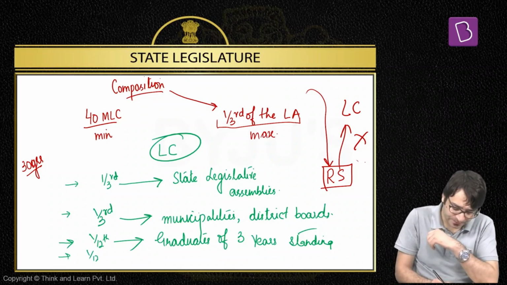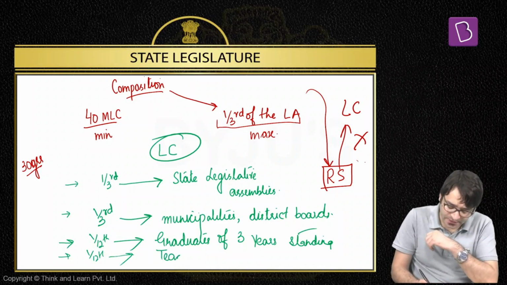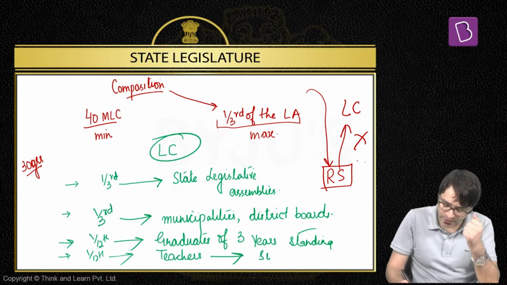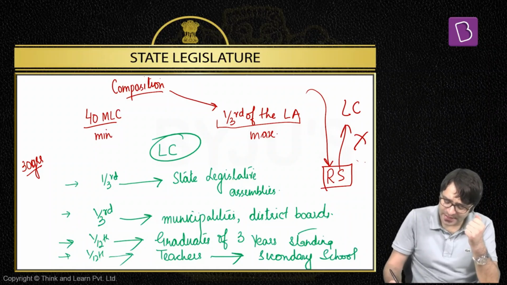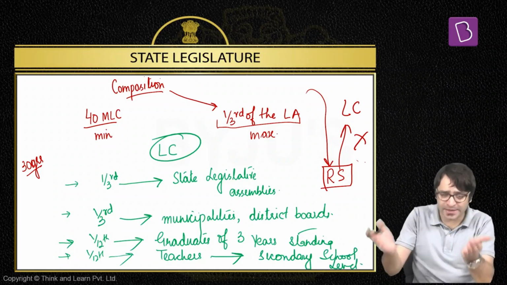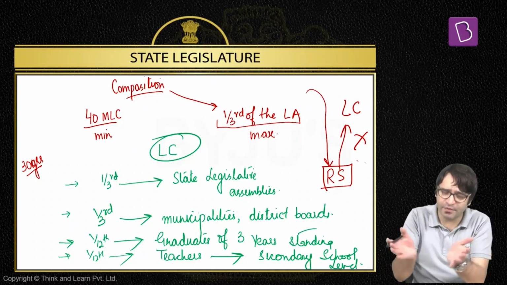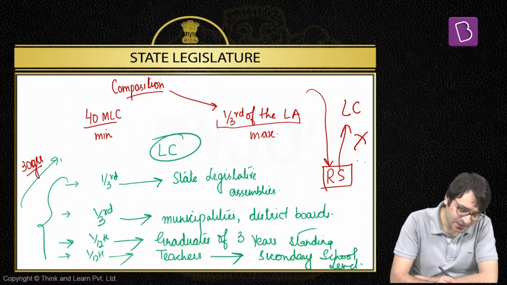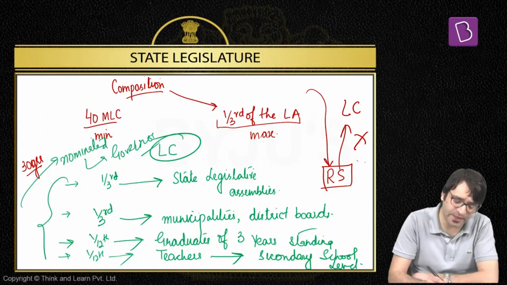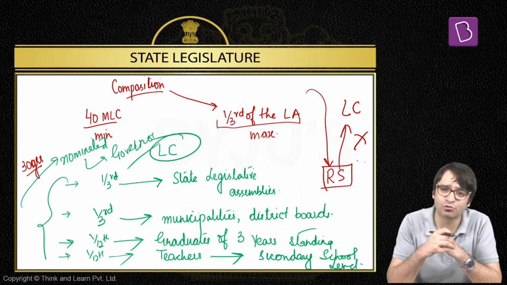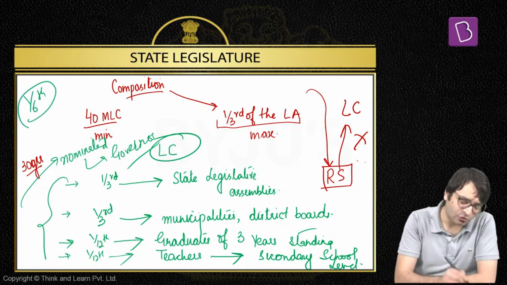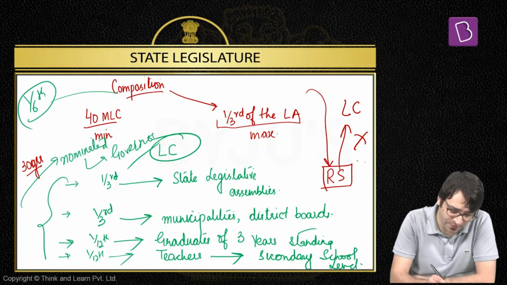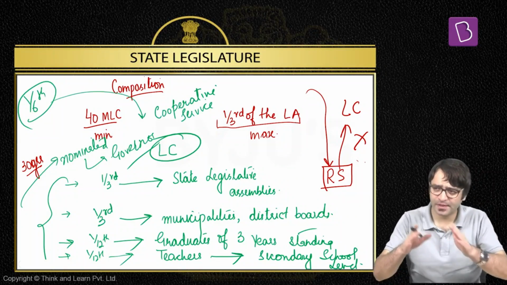Similarly, 1/12 of the members of legislative council will be elected by the teachers who have been teaching for 3 years, that too not less than secondary school level. That means not less than 10th standard. All those teachers who are teaching within that state and teaching not less than 10th class students will form a constituency and they will get 1/12 of the MLCs elected to legislative council. And the remaining are nominated by the governor. Just like the president nominates MPs to Rajya Sabha from the fields of arts, literature, science, social service, in a similar fashion, the governor of a state nominates 1/6 of the MLCs to legislative council from the fields of arts, literature, science.